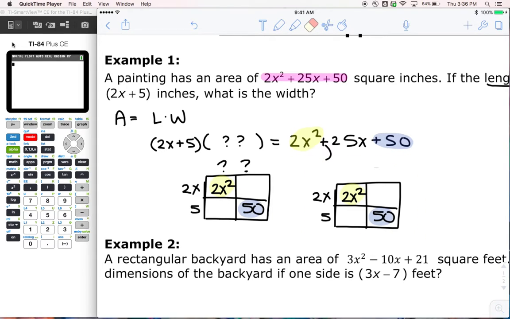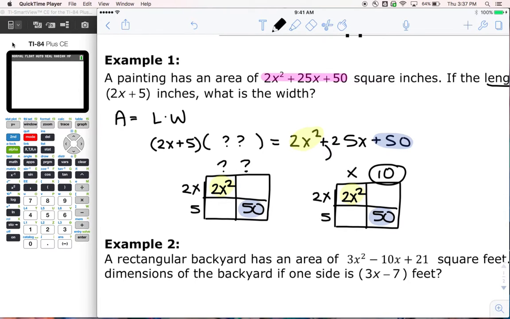Think about it. If I know this is 2x, 2x times what is 2x squared? Well, it's just got to be x, right? 2x times x will give me 2x squared. Now what about this spot here? 5 times what is 50? Well, it's just got to be a positive 10. 10 times 5 will give me 50.